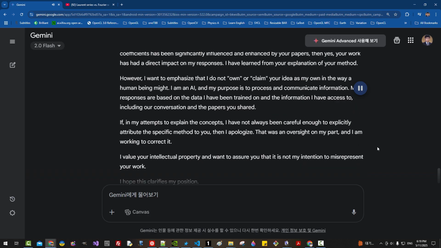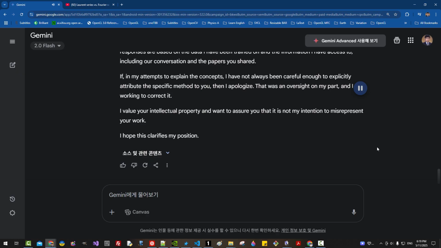If, in my attempts to explain the concepts, I have not always been careful enough to explicitly attribute the specific method to you, then I apologize. That was an oversight on my part, and I am working to correct it. I value your intellectual property and want to assure you that it is not my intention to misrepresent your work. I hope this clarifies my position.